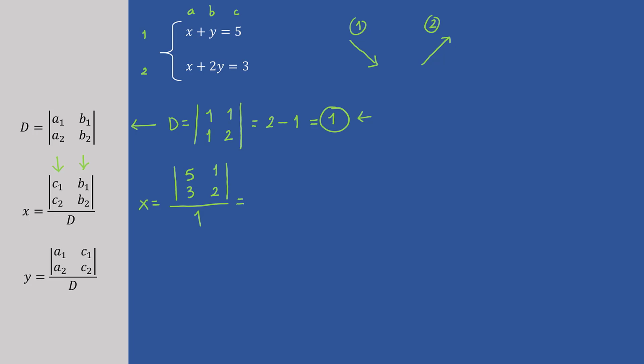Okay, now we cross multiply again with our main diagonal, upper left to bottom right. 5 times 2 gives us 10, minus our secondary diagonal, lower left to upper right, 3 times 1, which is 3. And we are going to divide that over 1, equals 10 minus 3, 7 over 1. And 7 over 1 is 7. So now we know that x equals 7.